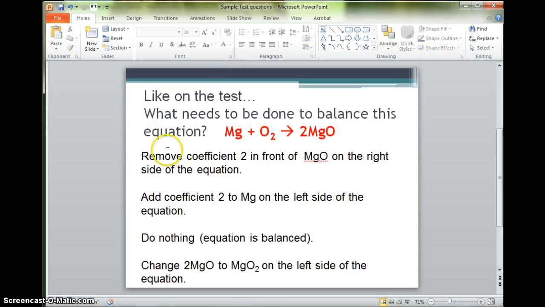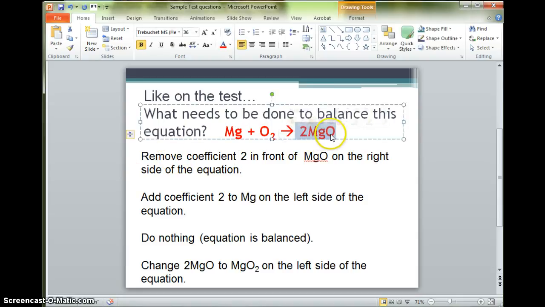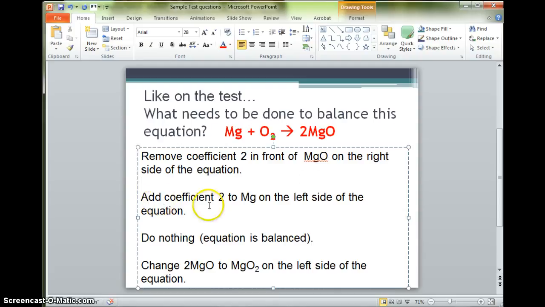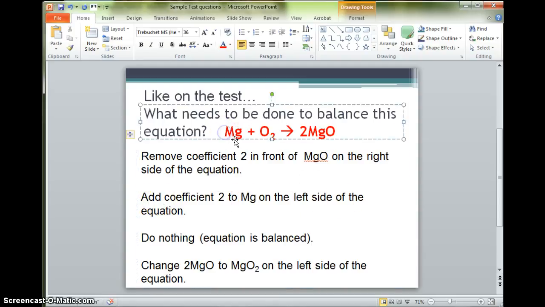One more. It may show up like this. Like on the test, what needs to be done to balance this equation? Mg plus O2 yields 2 MgO. Okay, remove coefficient 2 in front of the MgO. Well, if I remove that, then my O's aren't going to be even, right? Add coefficient 2 to Mg on the left side of the equation. Well, if I add a 2 there, it looks like it's balanced, but we're going to do the rest just to check. Do nothing. The equation is already balanced. So we know it's not already because the Mg's aren't equal.